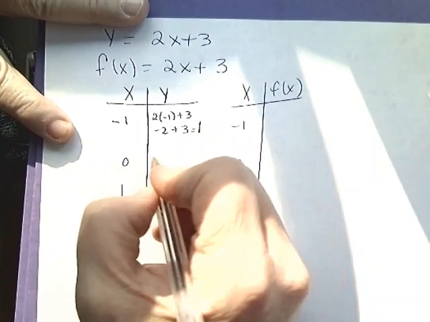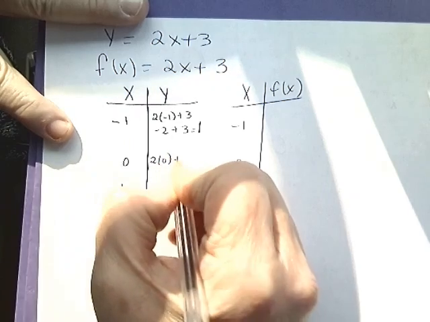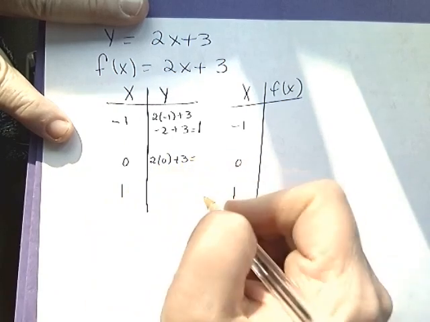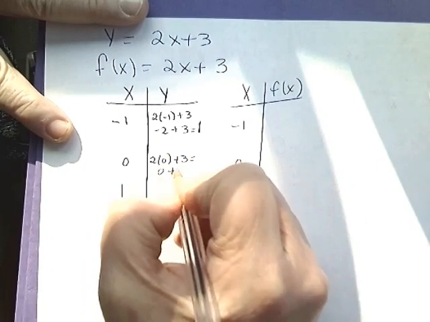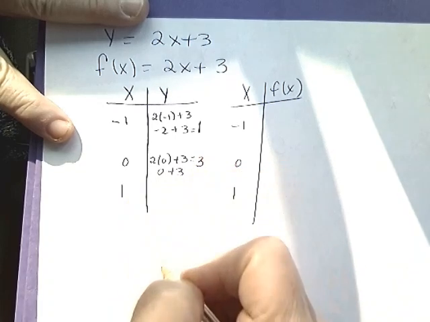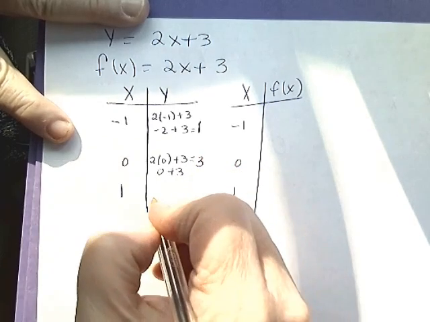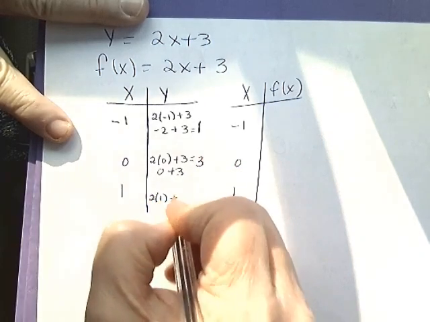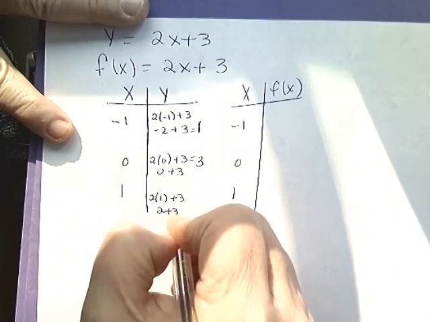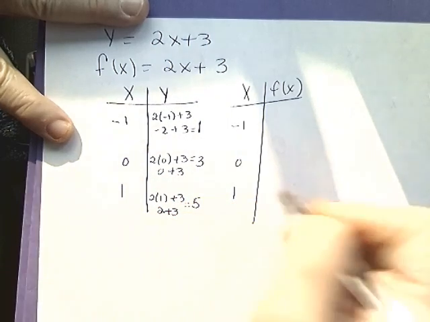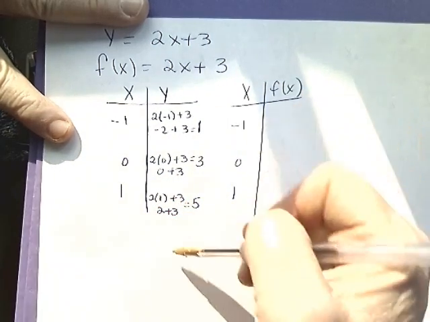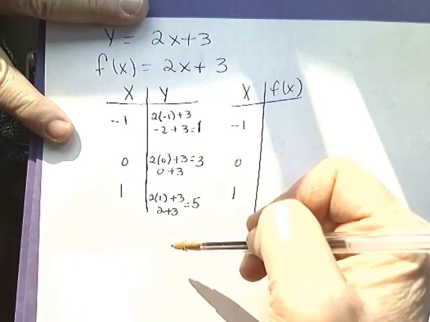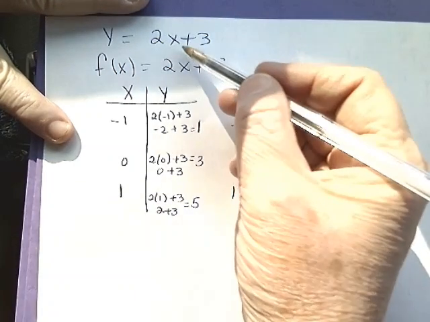Then we use 0. 2 times 0 plus 3. 2 times 0 is 0. 0 plus 3 is 3. 2 times 1 plus 3. 2 plus 3 is 5. This is how we would fill out a function table for y equals 2x plus 3.